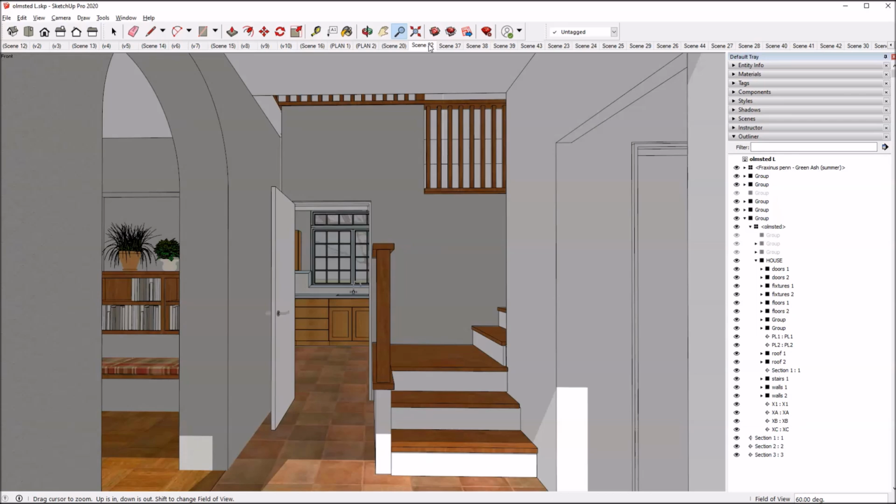Okay, enough of that aside. So we're looking in the front entrance, and it's a 60-degree view, and we're going to turn and make our way towards the living room.